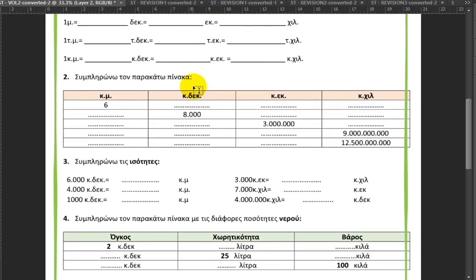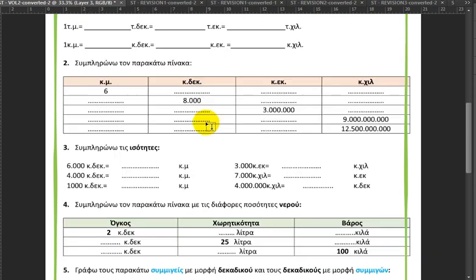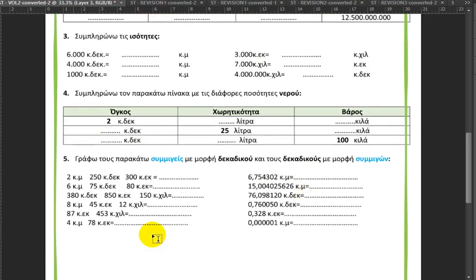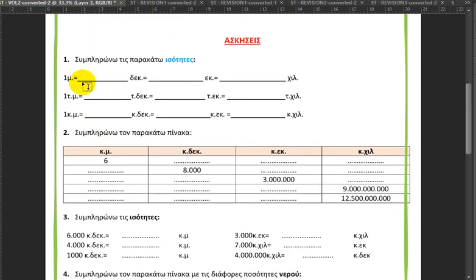Next up, I reminded you how to turn meters into decimeters and centimeters and so on, then square meters into square centimeters and all that, and also cubic meters into cubic decimeters and cubic centimeters and all that. So this is where that comes in this worksheet, where you need to convert one unit of measurement into the other.